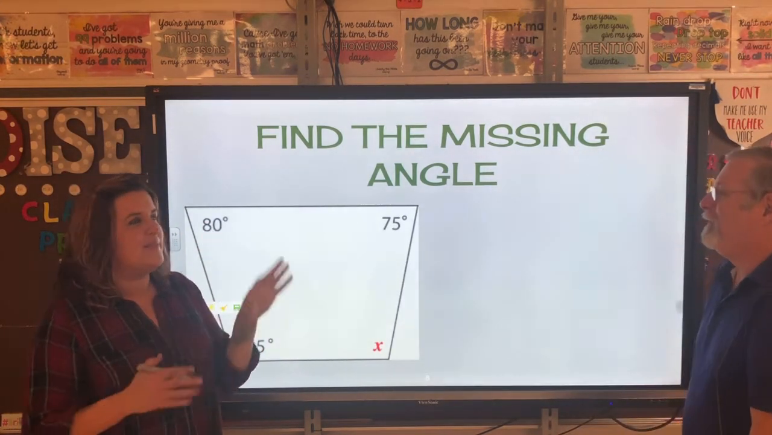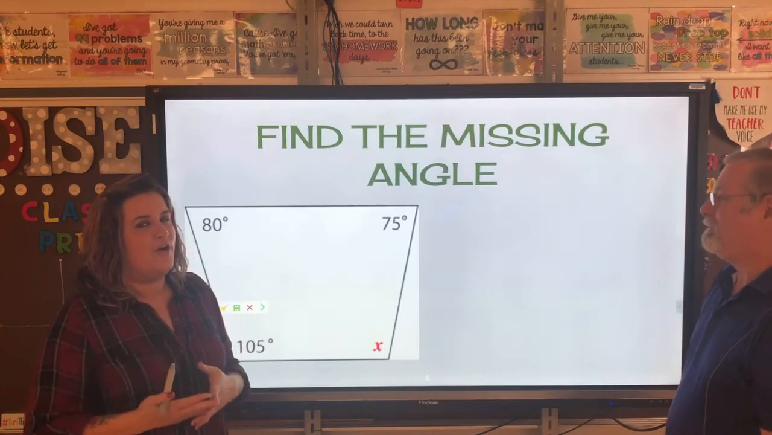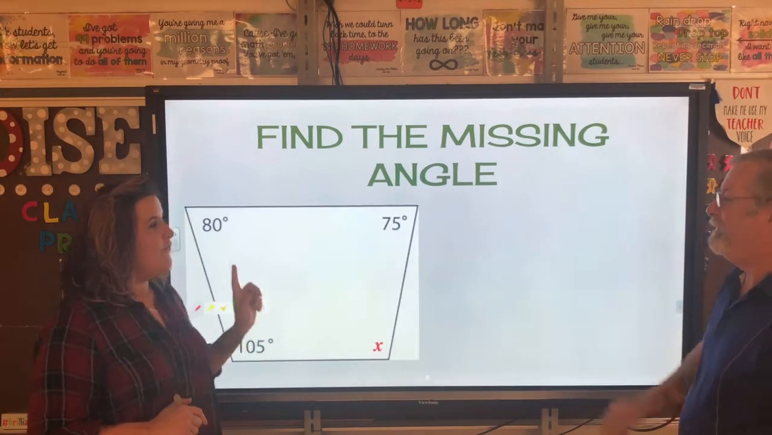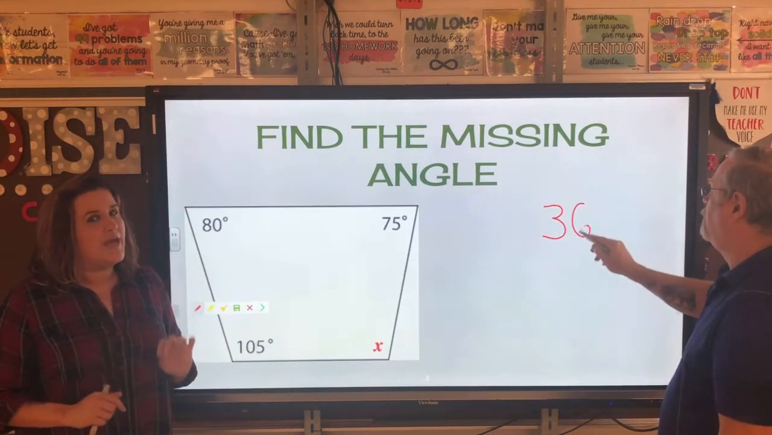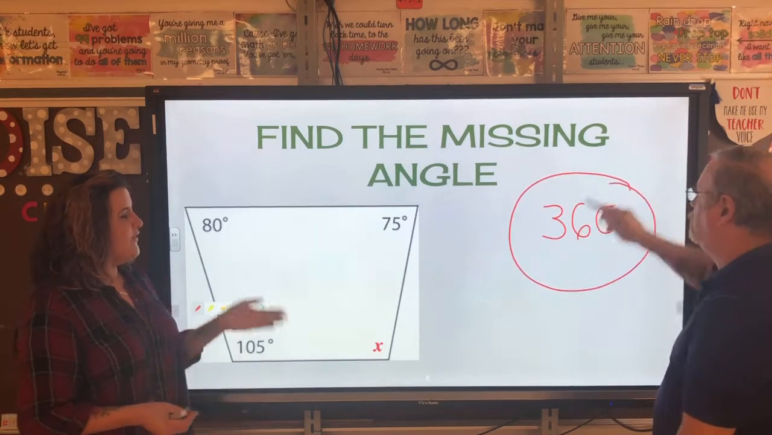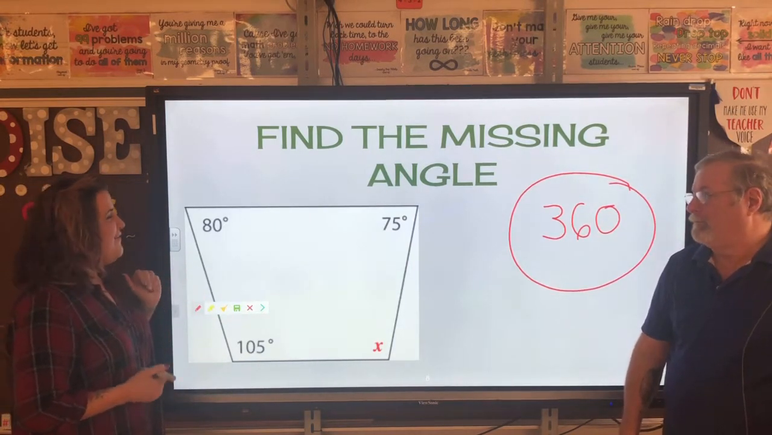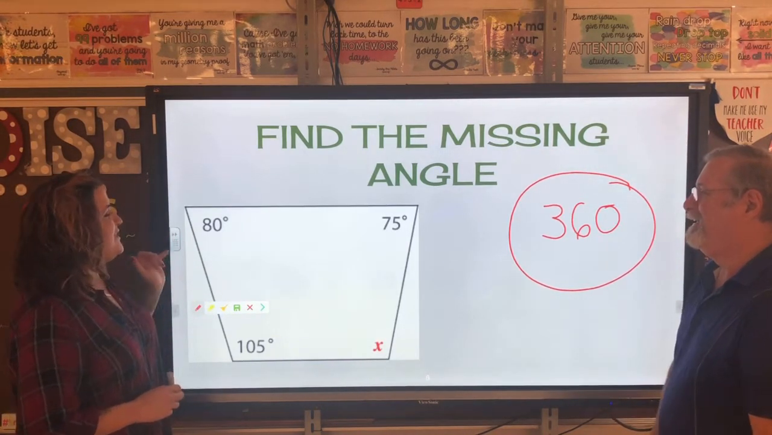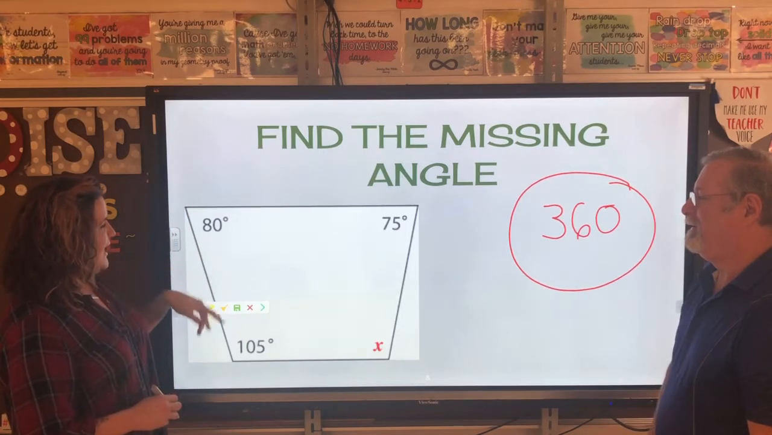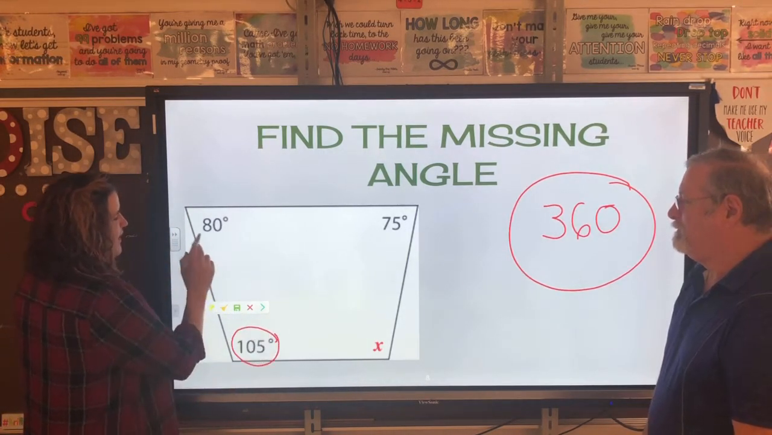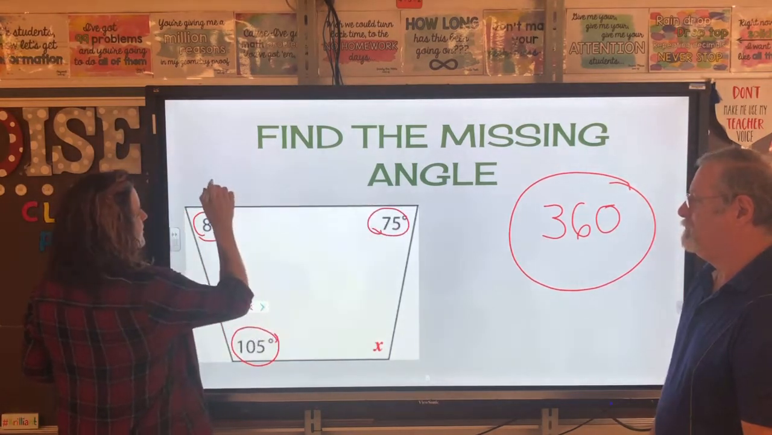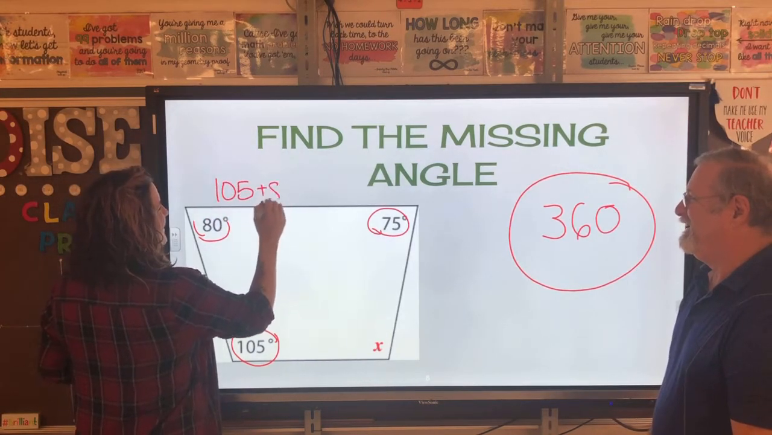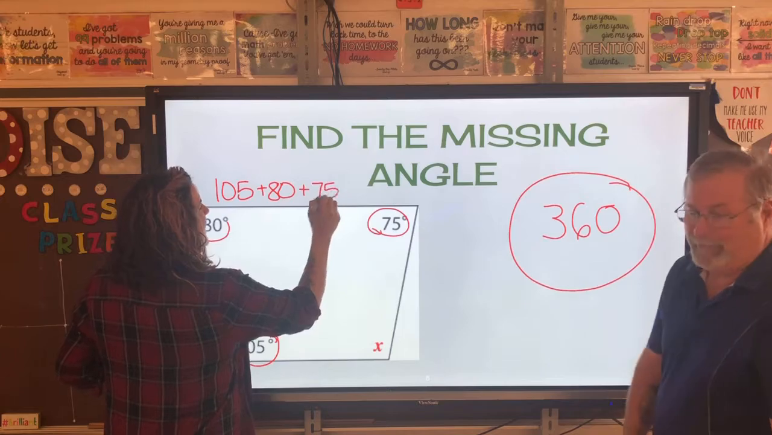All right, so let's talk about something that we're both really good at, finding a missing angle from a quadrilateral, right? We have to know that all four angles of a quadrilateral add up to 360 degrees. So if I have this trapezoid, I can take the angles that I know. I know I have 105, I know I have 80, I know I have 75. So I'm going to add up these three angle measurements.